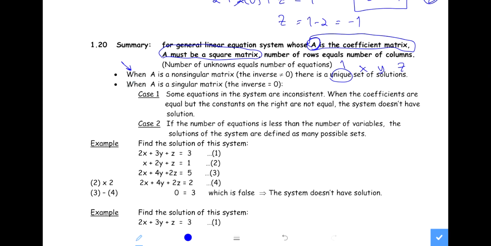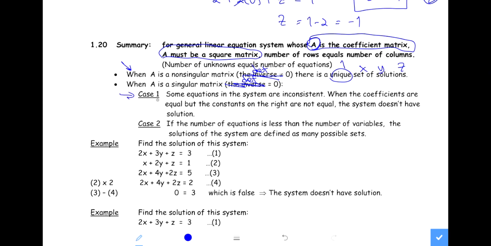But in this case, when A is a singular matrix, I'm sorry, I should write determinant. When the determinant is not zero, it is a non-singular matrix, and when the determinant is zero, it is a singular matrix. So when we have this situation, we cannot find the inverse. So what are we going to do?